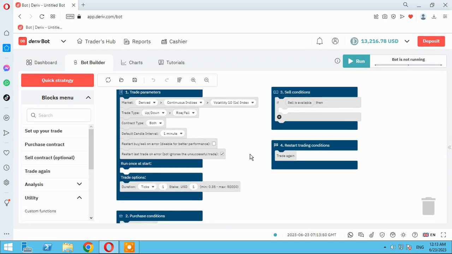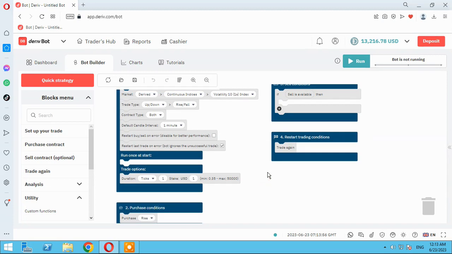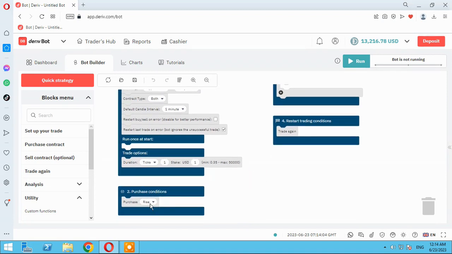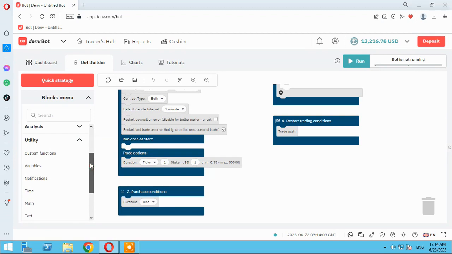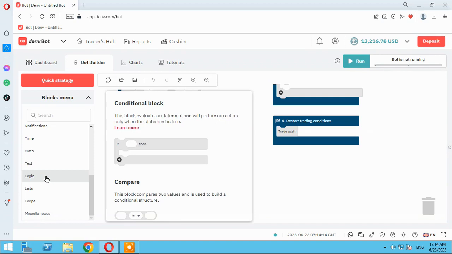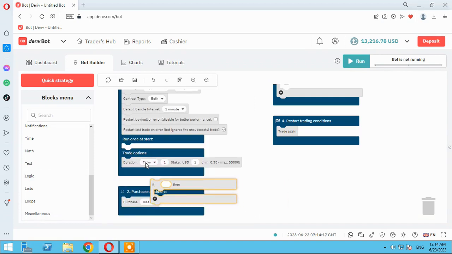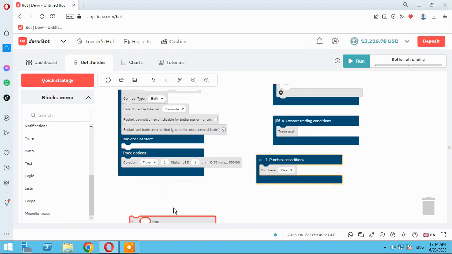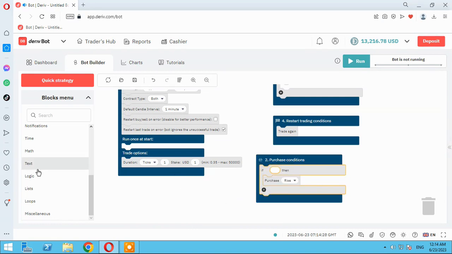So the first one is candle. For example, imagine your strategy is: if the last candle was green, this candle purchase, for example, rise. Let me make the bot of it. As you know from the previous session, I taught this. If last candle was green, purchase rise.